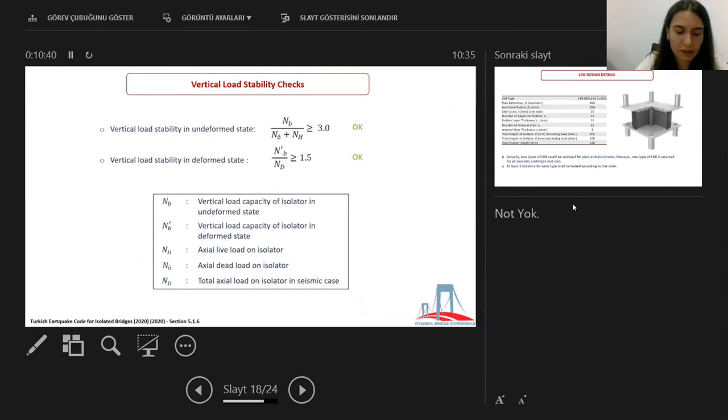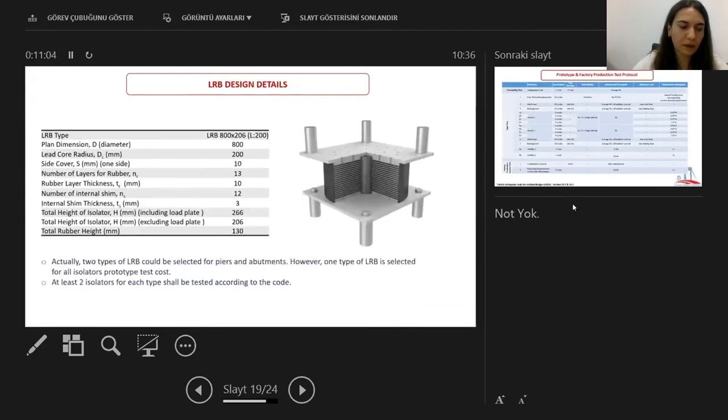Vertical stability of LRB is checked for undeformed and deformed states separately. It proves that LRB can carry the vertical load in deformed state under axial loads in seismic case. And also, LRB can carry the total of dead and live loads in undeformed state with a safety factor of 3. Getting seismic displacement from the analysis and checks specified in the code, we concluded the design shown in this table. This LRB has 800 millimeter diameter and 206 millimeter height. Total rubber height is 130 millimeter.